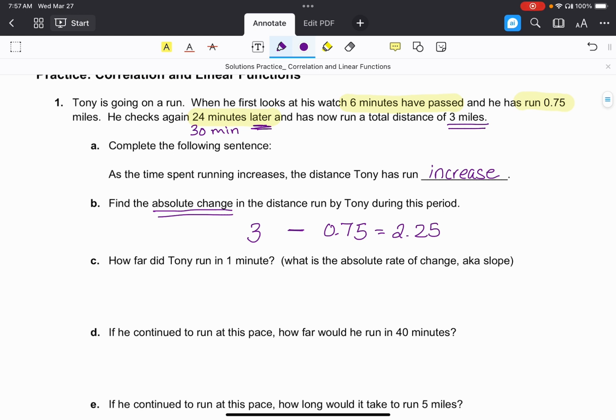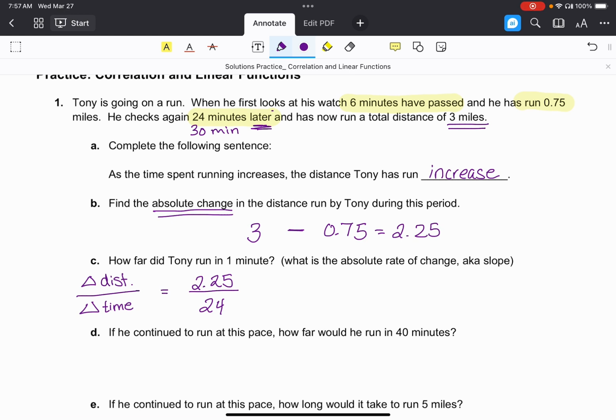So then the question is, well, how long did it take Tony to run 1 minute? So the reality is I take his change in distance, and I want to divide that by his change in time, how much time went by. And that's going to get me the distance per single minute. So we said on part B that he had run 2.25 miles. And we said that 24 minutes passed because it was 24 minutes later after he first checked his watch.